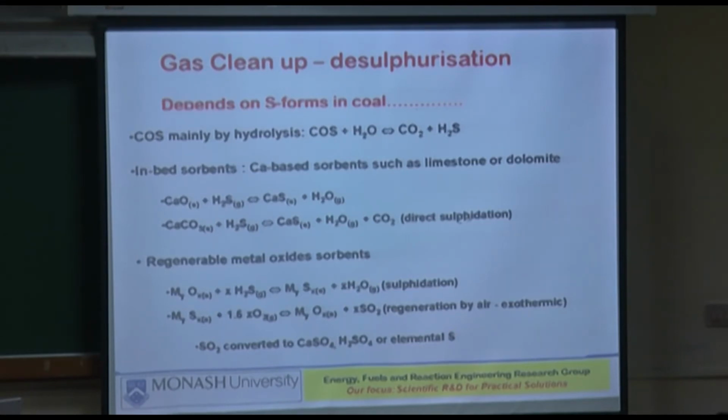So now let's move away from particulates to the sulfur gases. As I said, it depends on the sulfur forms in the coal. COS is mainly removed by hydrolysis, as it is shown, and the lower temperature drives it in the forward direction. But again, that depends on the type of gasification.